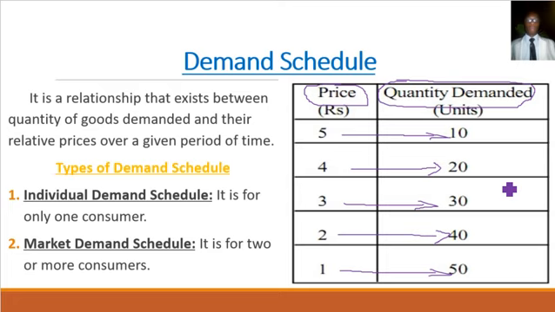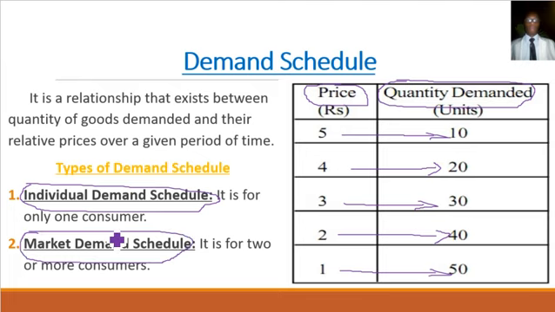And we have 2 types of demand schedules. We have what is known as the individual demand schedule, and of course we have the market demand schedule. The difference between these 2 is very simple. An individual demand schedule is only talking about just one consumer. When we are talking about a market demand schedule, it's for 2 or more consumers. And an illustration of these 2 types of schedules is what we find in the next slide.